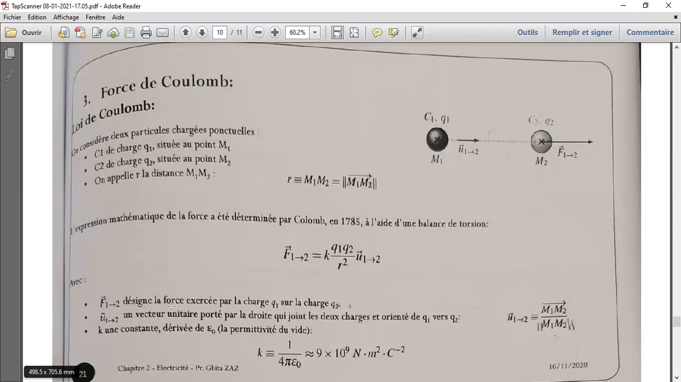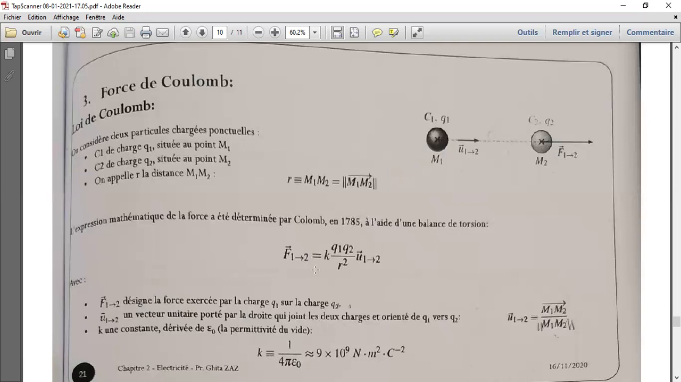When you are taught to write your equation, you present it 1 towards 2, because the force is caused by Q1, which is exerting the force to Q2. It's Q1 which is exerting the force to Q2. So your vector will be from 1 to 2.